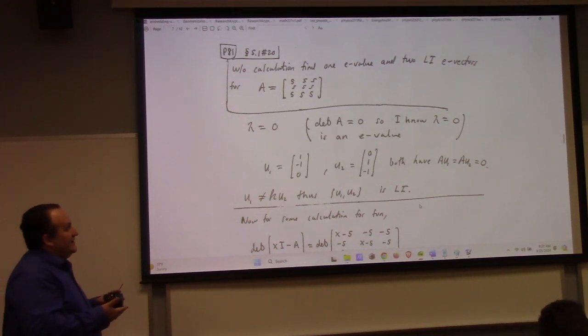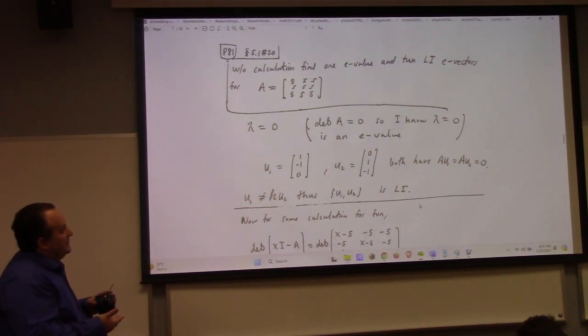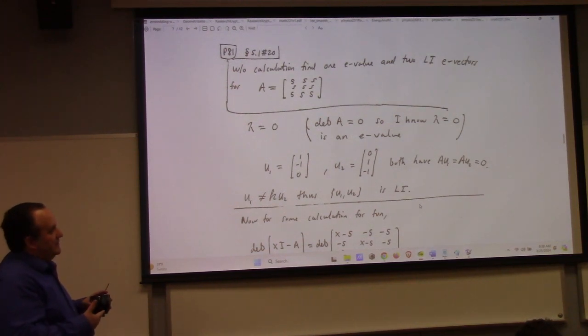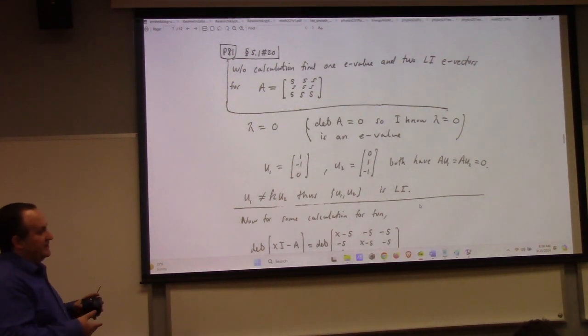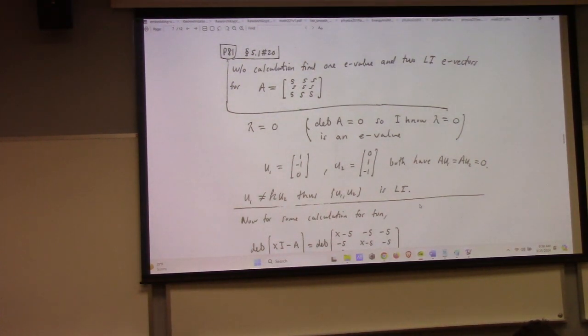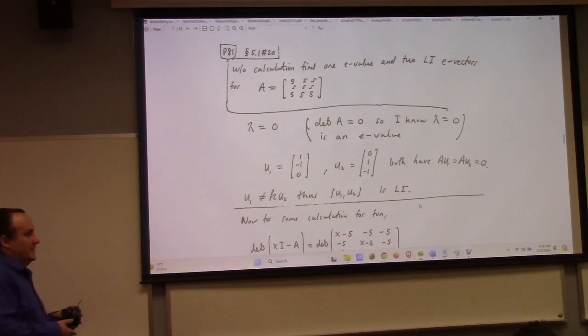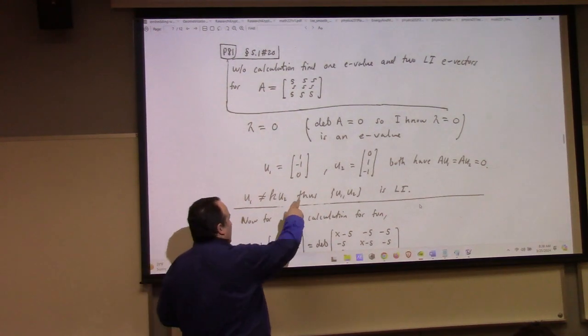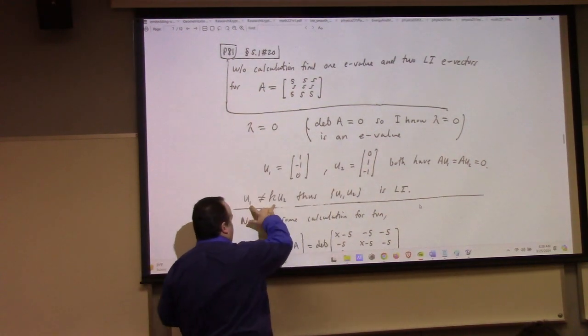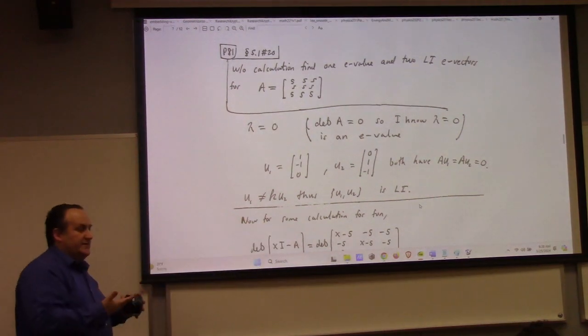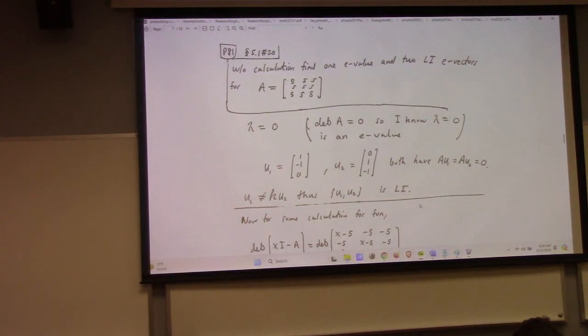And once I know that, I'm just looking for vectors that when you multiply by the matrix, give you back 0. And it's pretty easy to see that (1, -1, 0) and (0, 1, -1) are good choices there. And those are linearly independent. Why? Because they're clearly not scalar multiples of each other. So for two vectors, to judge linear independence, it suffices to notice that they're not scalar multiples of one another.